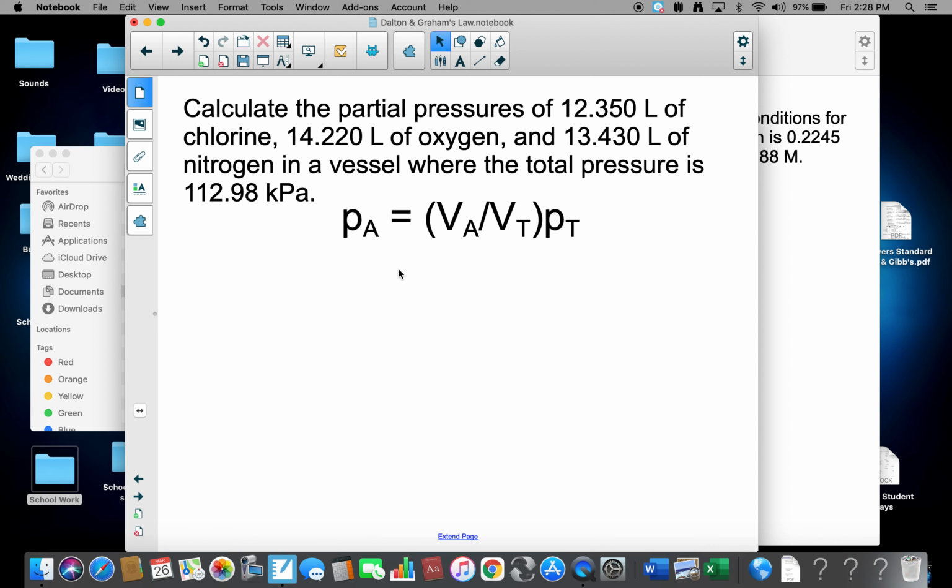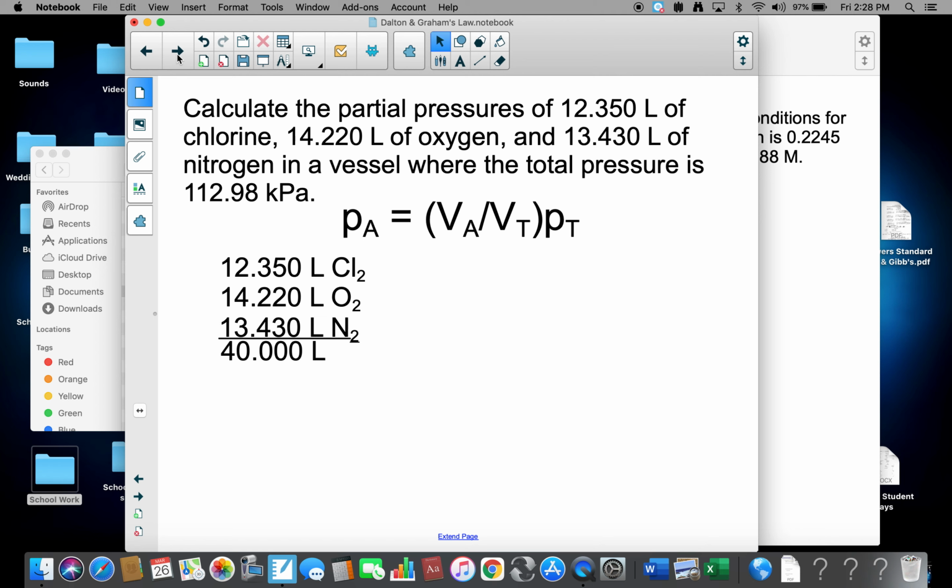Now, if you look back at the equation, we take individual gases. We need to find what percentage that gas is in the total. So we're going to use volume here to find that percentage. So we have chlorine, oxygen, and nitrogen. We sum them up, and we get 40.000 liters.